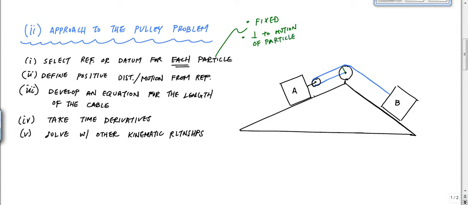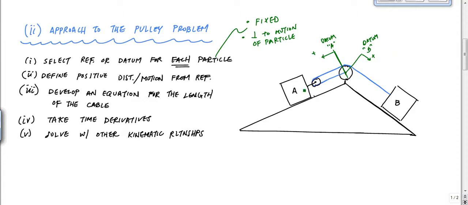For A, I would choose here; this would be my reference or datum for A. Then for B, I would choose 90 degrees to this, and that would be right about here. So that's the datum for particle A and the datum for particle B. I can't tell you enough that this is probably the most important thing: defining the datum and then saying what is positive with respect to the reference. I'm going to say motion this way is considered positive, my positive orientation or positive distance. That's very important.